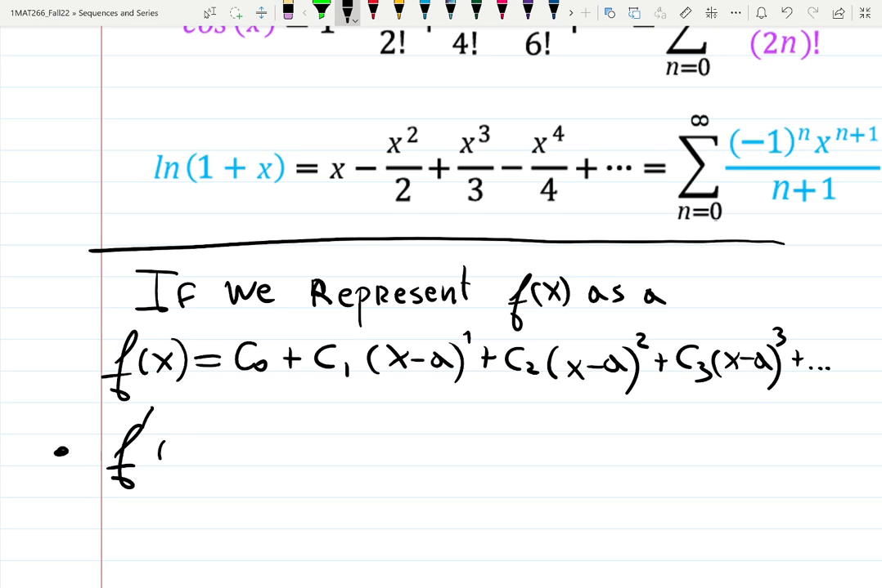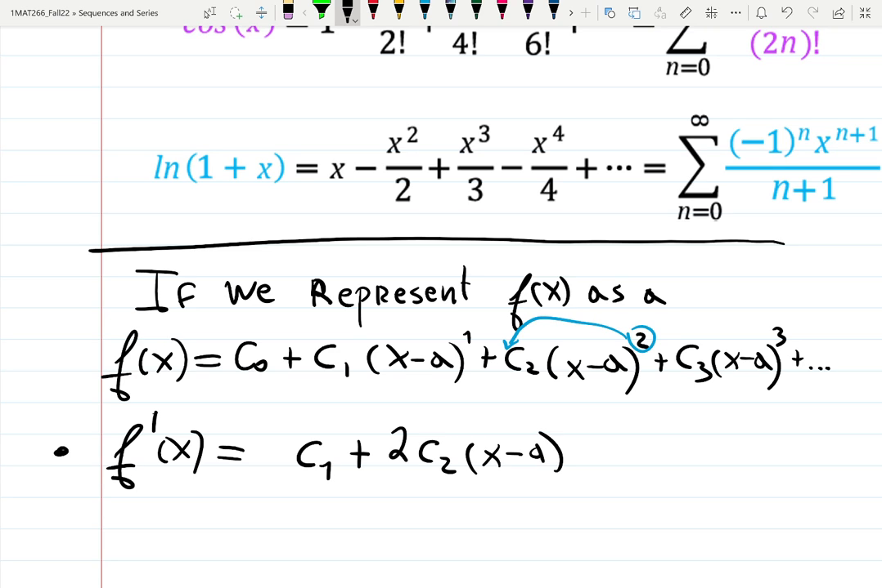Let's find the first derivative. f prime. c sub 0 gives you 0, so I'm skipping it. c sub 1 is now multiplied by 1, because x minus a, x prime gives you 1, a prime gives you 0. Plus, this 2 goes down, decreased by 1. So it's going to be 2 c sub 2, x minus a to the 1. Plus, the 3 goes down, it decreases the power. 3 c sub 3, x minus a squared, plus, and keep going.